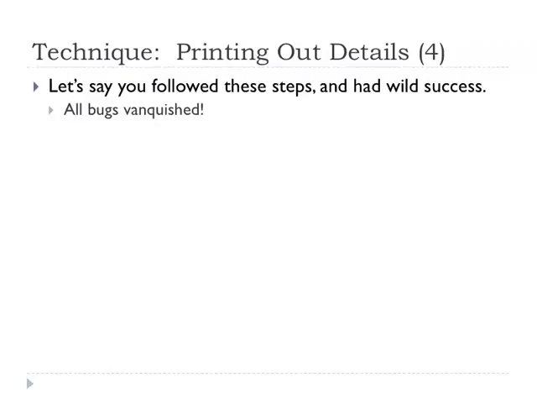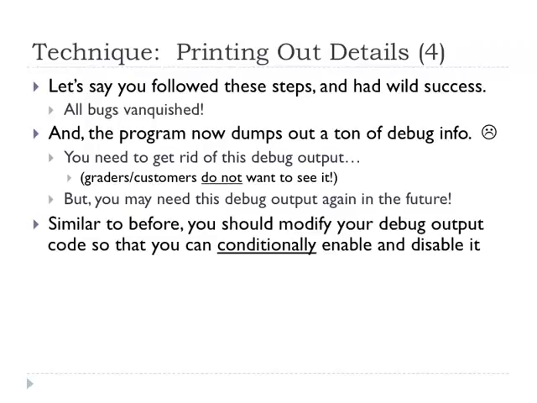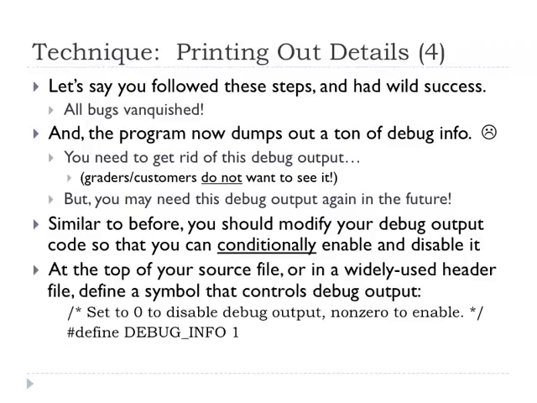Let's say that you did this all and you think that you've fixed all your bugs. The program is now giving you scroll blindness because it's outputting so much information, and people just do not want to see this. But you may also need that output again in the future. So you can conditionally compile in or out your debugging output. This is another place that you can use the technique we talked about earlier.